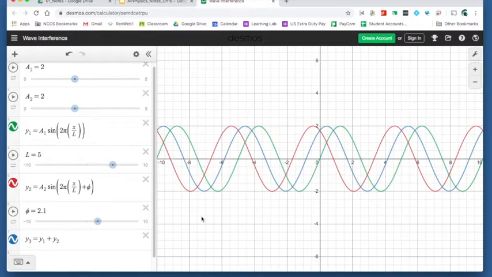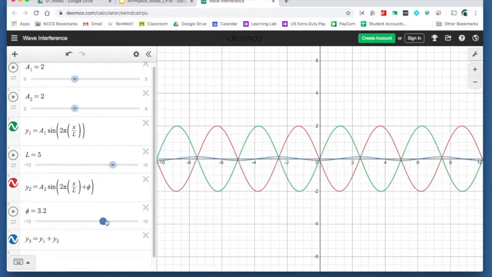Now, 3 waves that are almost exactly the same. Notice that we're out of phase by 2.1 radians. So it gives us kind of an interesting picture where we get 3 waves. The blue wave is still the sum of the other two.